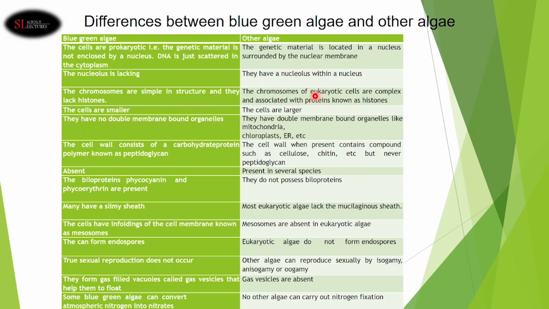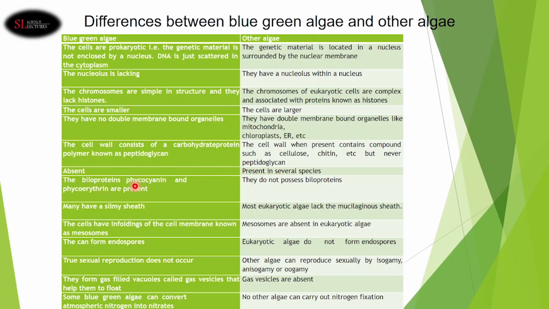Cyanobacteria cells are smaller, the others are relatively larger. These ones don't have any membrane bound organelles, these ones have membrane bound organelles. Their cell wall is made up of peptidoglycan. This one is made up of either cellulose, chitin, silica, and others. Cyanobacteria don't have any flagella. Many species of algae have flagella.